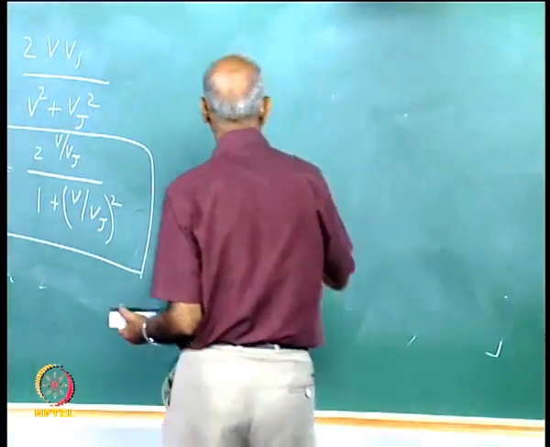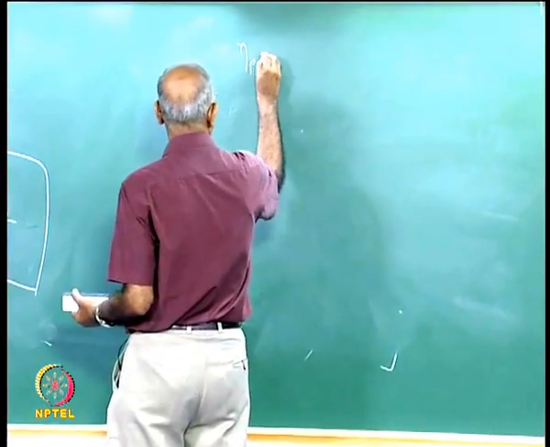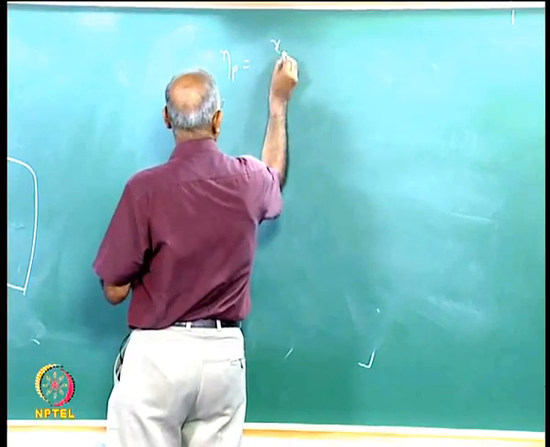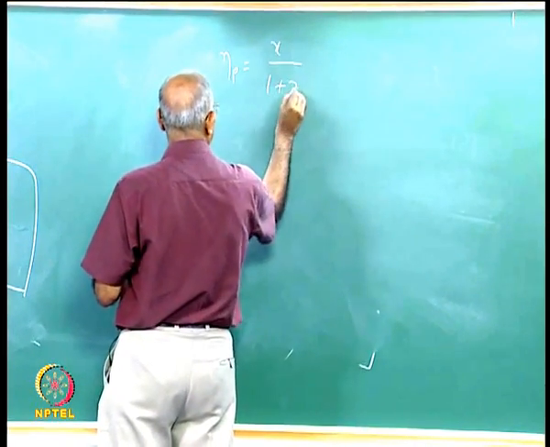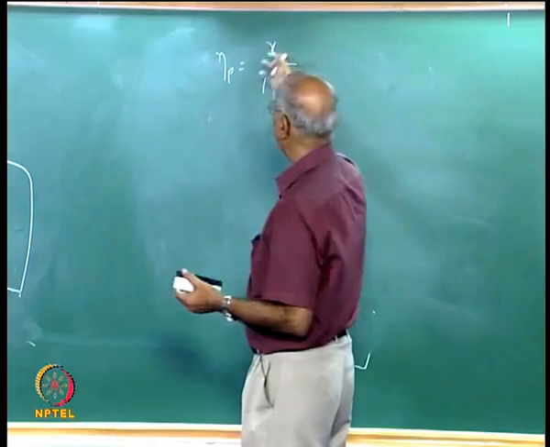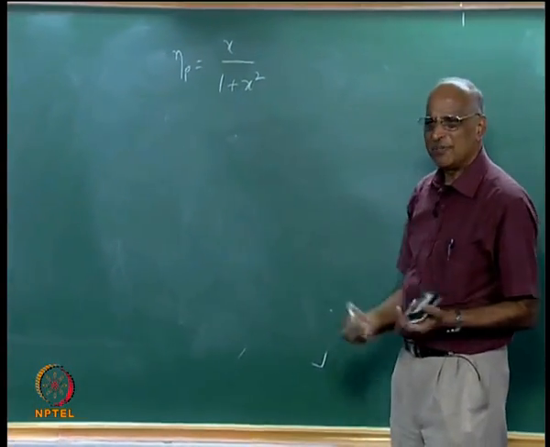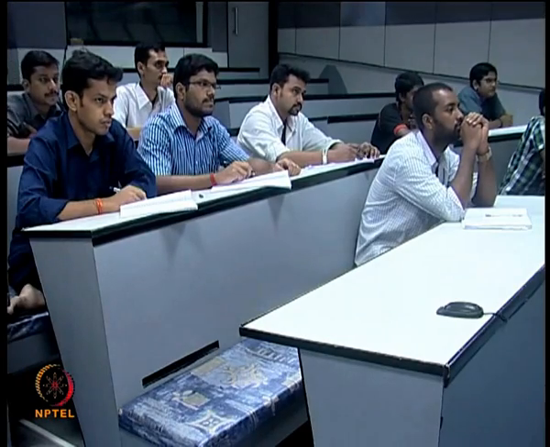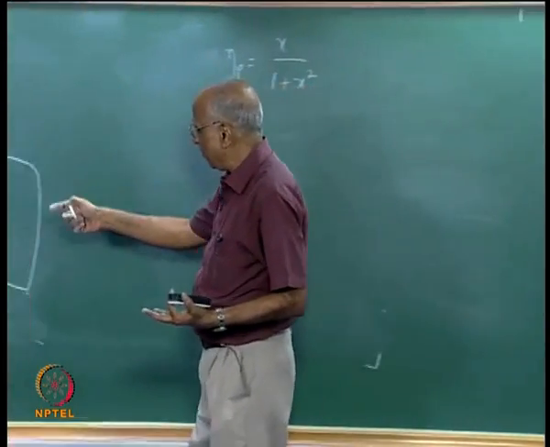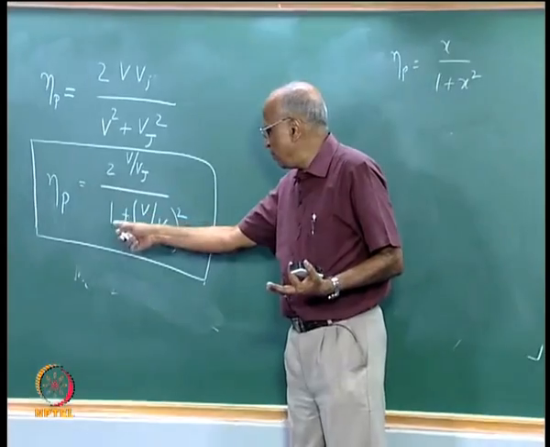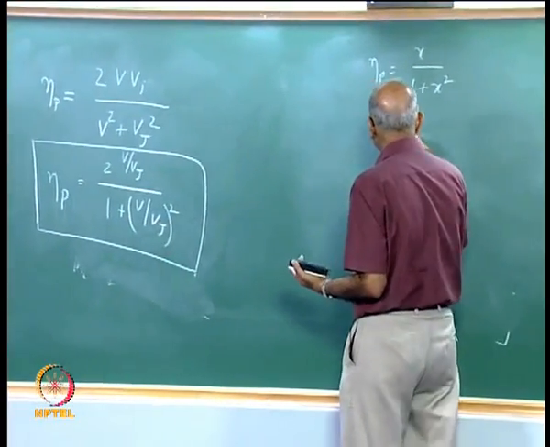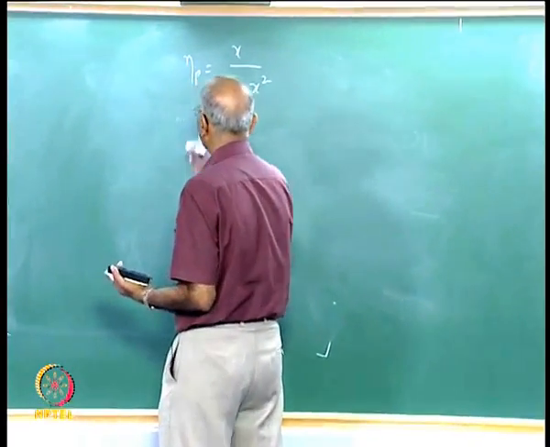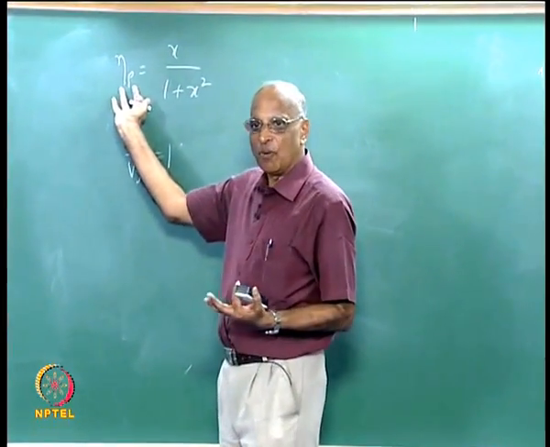All that we are saying is eta p is equal to 2x divided by 1 plus x square. What should be the value of x for which eta p is a maximum? Efficiency cannot be greater than 1, it has to be 1, and we find that the moment V by Vj is 1, it becomes 2 by 1 plus 1, which is 1. Therefore, by inspection itself I can say when V by Vj is equal to 1, the propulsive efficiency will be a maximum of 1.